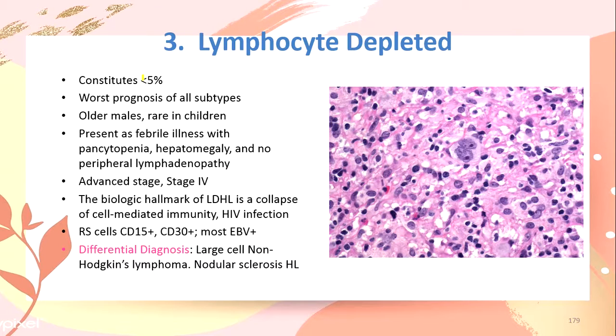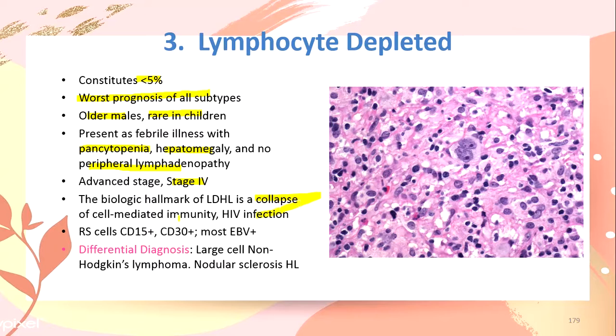Lymphocyte depleted. It constitutes less than 5% of classic Hodgkin lymphoma, and it has the worst prognosis of all subtypes. Older males are affected and it is rare in children. The patient presents with a febrile illness. There is pancytopenia, hepatomegaly, and no peripheral lymphadenopathy. It presents in advanced stage.